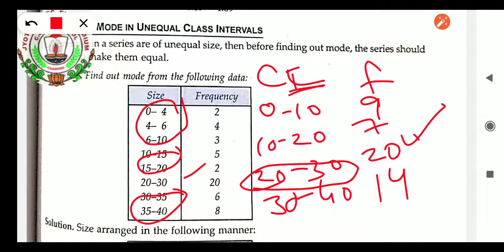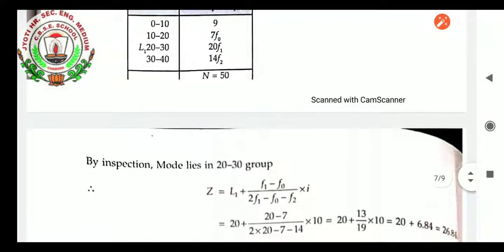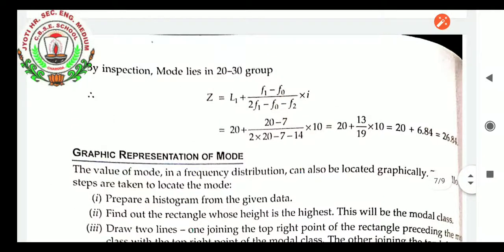What is F1? This is F1, this is F0, and this is F2. 9 will be nothing. 7 is F0, 20 is F1, and 14 is F2. Now you can calculate, because you know how to calculate. It is the same formula, and the answer will come.